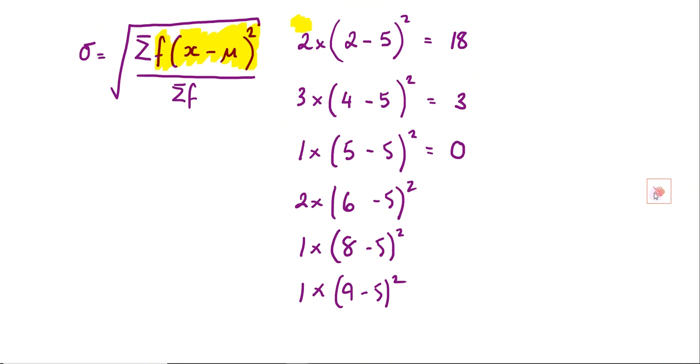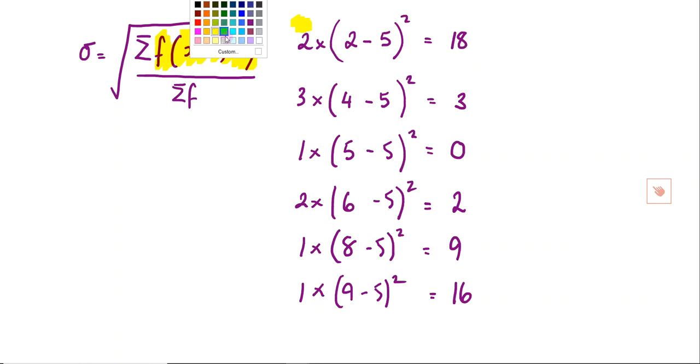So proud. This one is 1 squared, so this one's 2. 8 minus 5 is 3. 3 squared is 9. 9 minus 5 is 4. 4 squared is 16. Okay? What do I do next? You add them up.